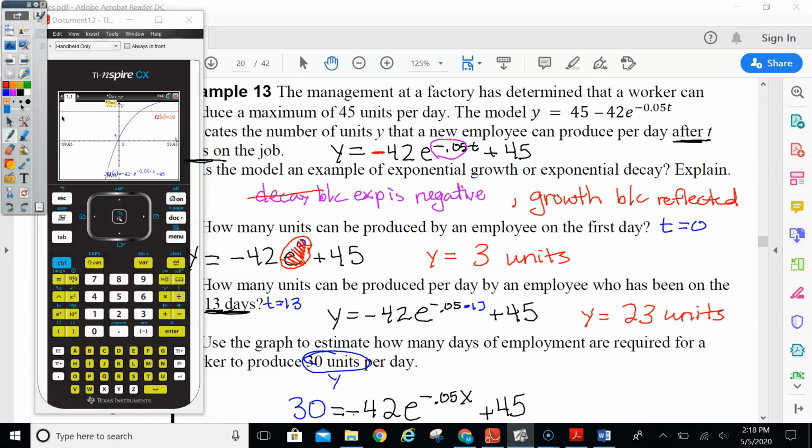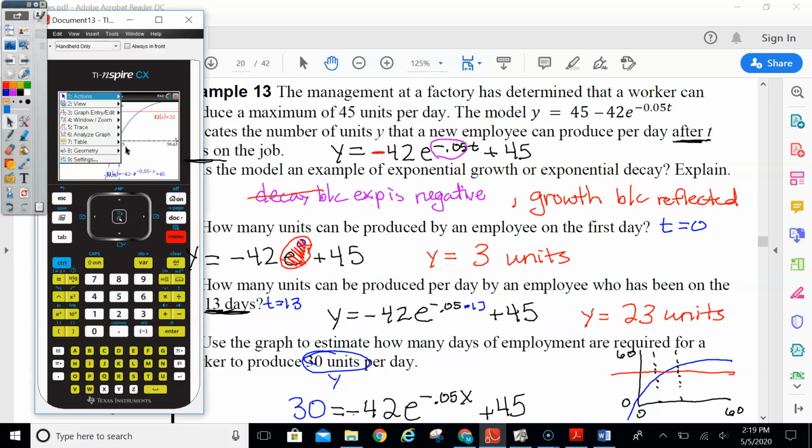If you need a good window, I can just tell you. If you go 0 to like 60 days on the x, and then 0 to like 60 on the y, you'll see a pretty good shape. So here, this one is going this way, and then my 30 is like this. Remember, in the calculator, I want to get intersect: go a little bit to the left, and a little bit to the right. So the intersect button, menu, you're going to go to analyze, and then number 4, a little bit to the left, a little bit to the right.